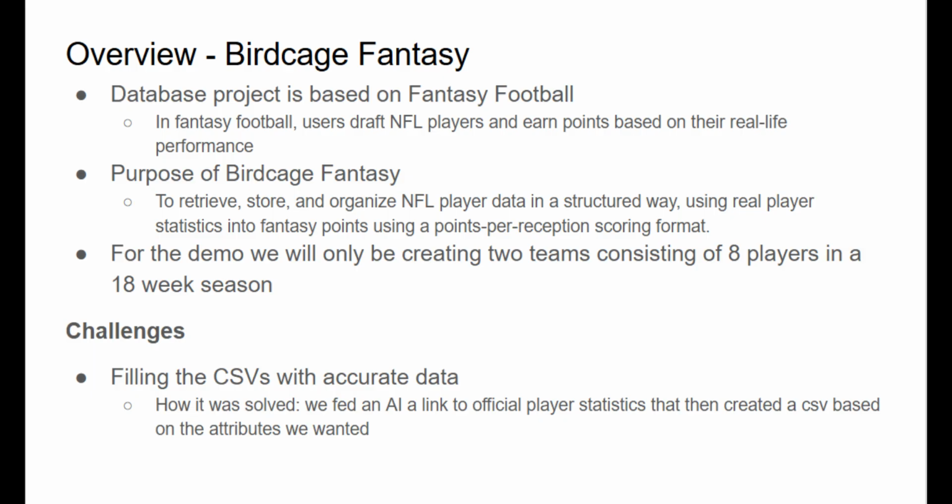Our system converts real player statistics into fantasy points using a points per reception scoring format. For this demo, we will only be creating 2 teams consisting of 8 players in an 18-week season. A challenge we faced was finding a way to fill the CSVs with accurate data, which we overcame by feeding an AI a link to official player statistics that then created a CSV based on the attributes we wanted.